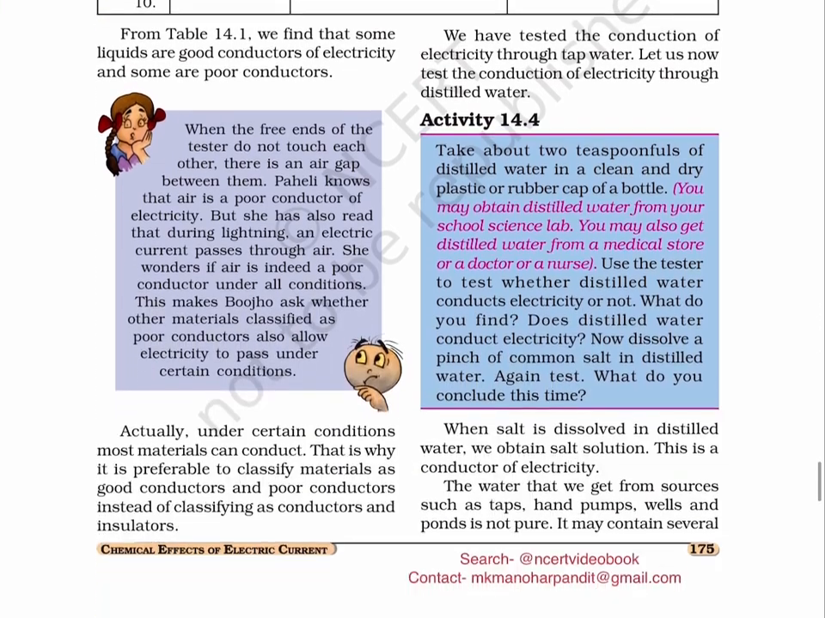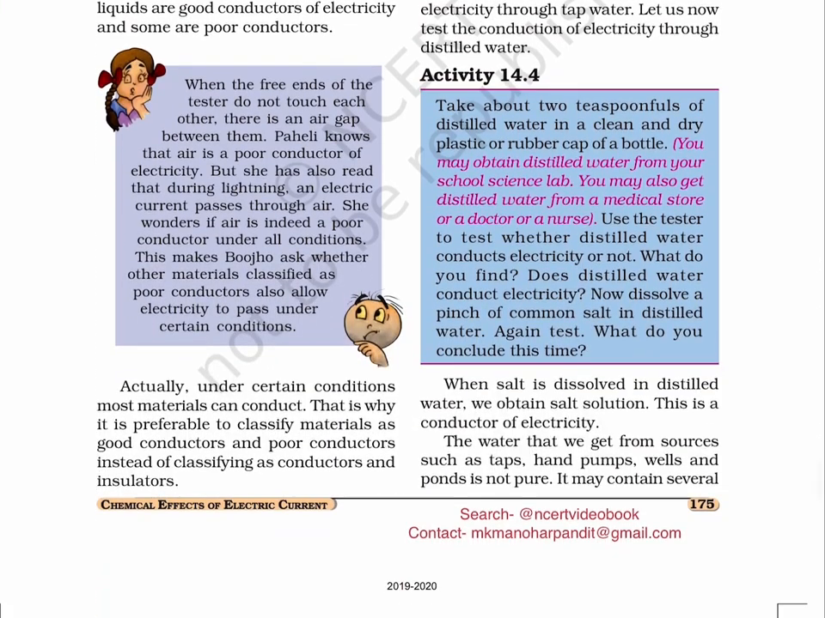When the free ends of the tester do not touch each other, there is an air gap between them. Paheli knows that air is a poor conductor of electricity. But she has also read that during lightning, an electric current passes through air. She wonders if air is indeed a poor conductor under all conditions. This makes Bojo ask whether other materials classified as poor conductors also allow electricity to pass under certain conditions.